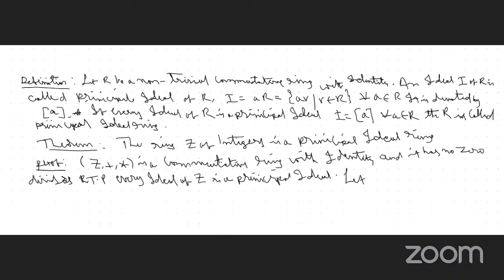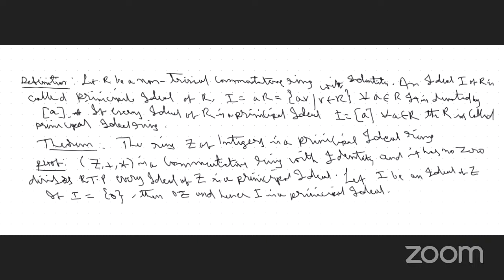Let I be an ideal of Z. If I equals 0, then I equals 0Z, and hence I is a principal ideal.